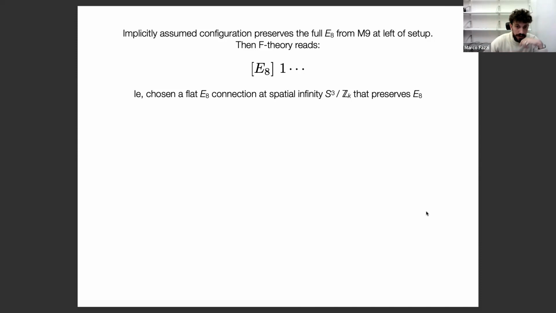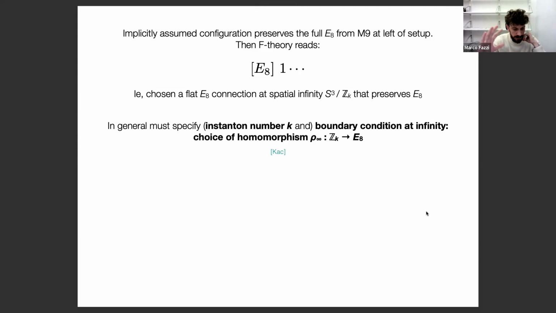But more generally, given that this theory under duality with the heterotic is the theory of N small E8 instantons, on top of specifying the instanton number K, which in the M-theory setup is just the order of the orbifold C2 mod ZK, you also have to specify a boundary condition at infinity. This is nicely encoded in a choice of homomorphism, a representation of ZK inside E8. Luckily for us, these were classified in a book by Katz from the 80s. And there's a very simple algorithm to fully spell out all your choices of homomorphisms, or embeddings, of ZK inside E8.